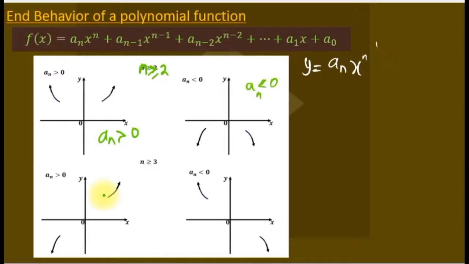So for the last two, this is when n is an odd number greater than or equal to 3. So if a_n is greater than 0, it will end this way. So that's how it will end. But if it's less than 0, it will end this way. So it's very, very important. We are going to use it later.